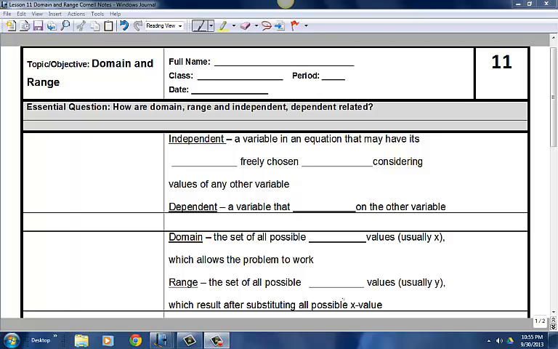Today we're going to be learning about domain and range. The essential question for today is, how are domain and range and independent-dependent related?